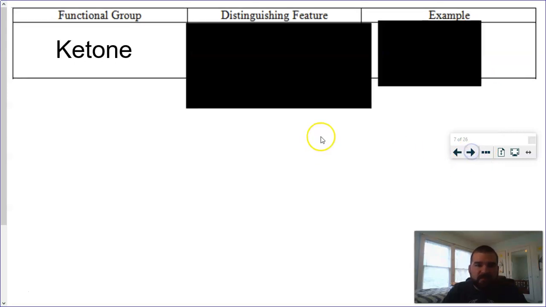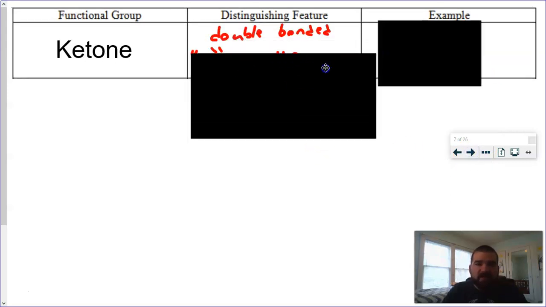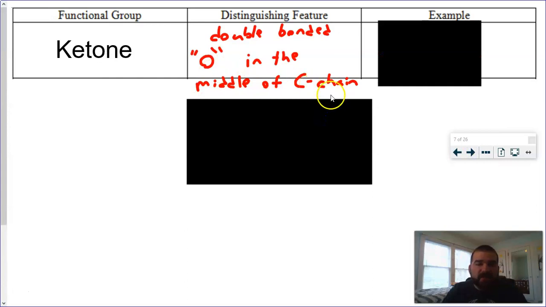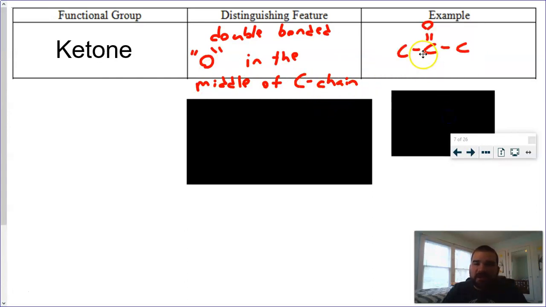Next, a ketone. A ketone is when you have a double bonded oxygen in the middle of the carbon chain, and that looks like this. Okay, so instead of having that double bonded oxygen on the end, we have it in the middle.